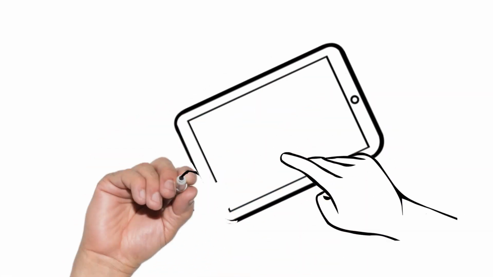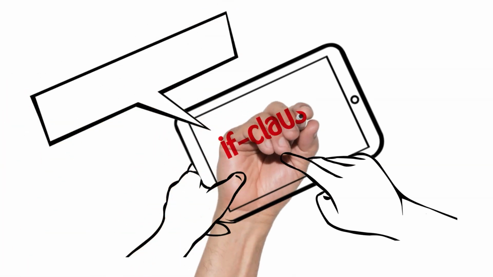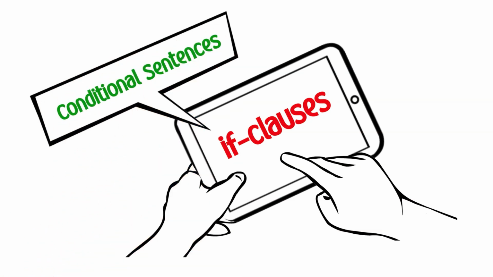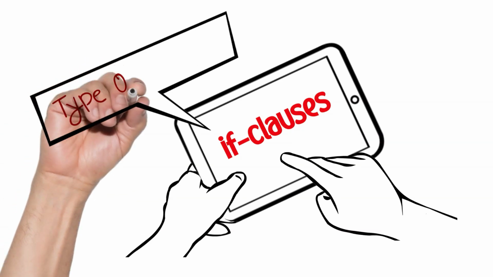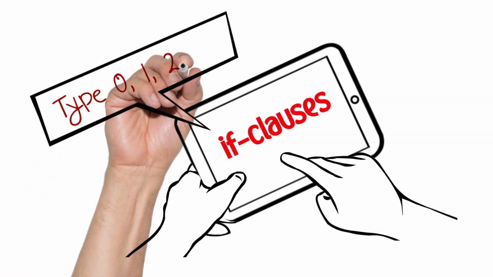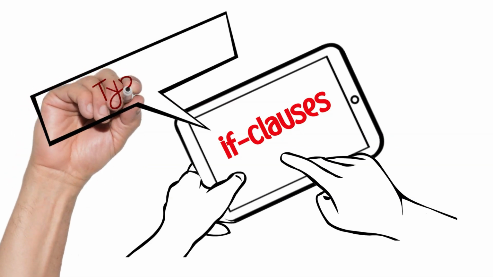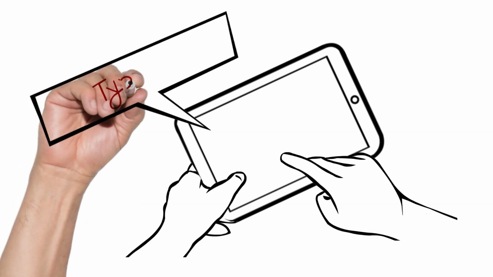In English, we have different types of if clauses or conditional sentences. We may call it if clauses or conditional sentences. Both of them are the same thing. We have generally four types: type 0, type 1, 2, and 3. Let's talk about type 0 and let's see when we can use type 0 while we are speaking.